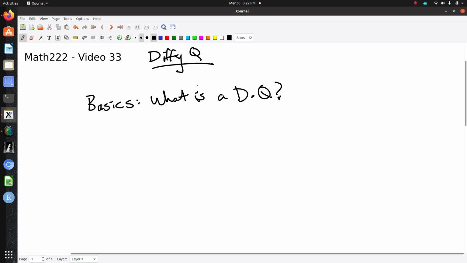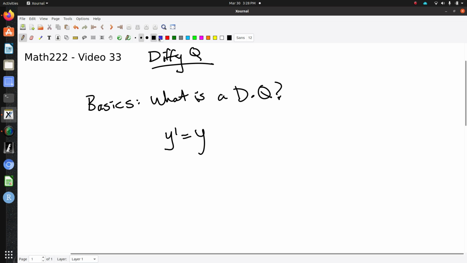Okay. So a differential equation usually has a y prime or a y double prime or higher order derivative in the equation. We're going to have a couple special cases, but we're going to mostly use a single derivative. So the most basic differential equation I can give you is literally y prime equals y.